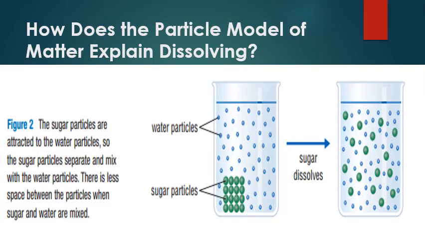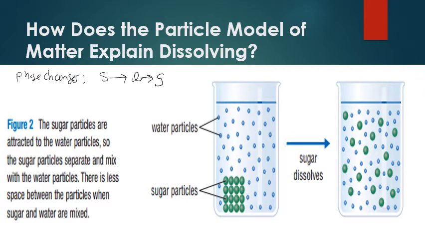So previously, you learned how to use the particle model of matter to explain phase changes. In other words, what happens to the particles as something goes from a solid to a liquid to a gas and vice versa. Now we are going to use the particle model of matter to explain why substances dissolve.